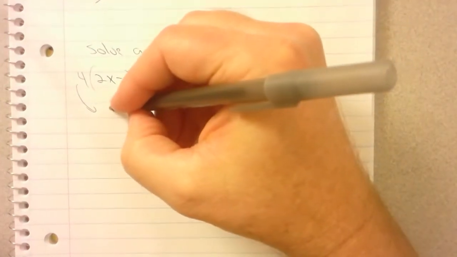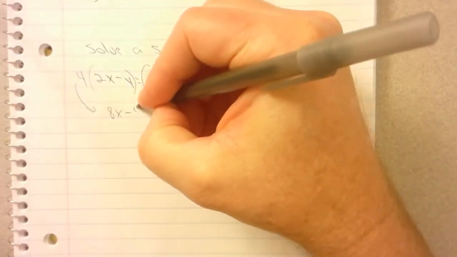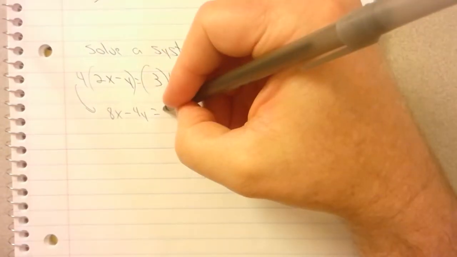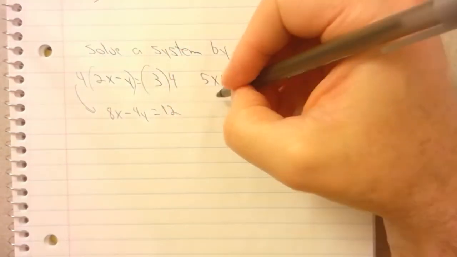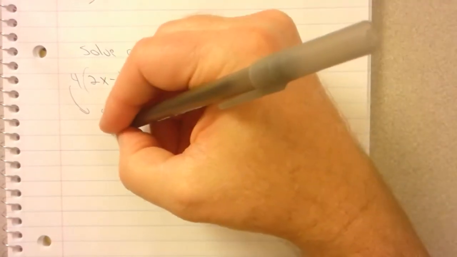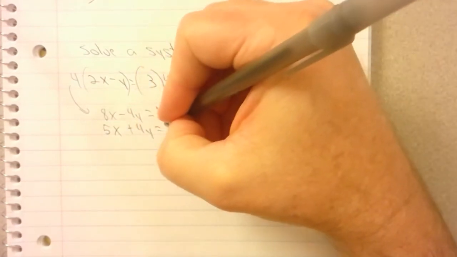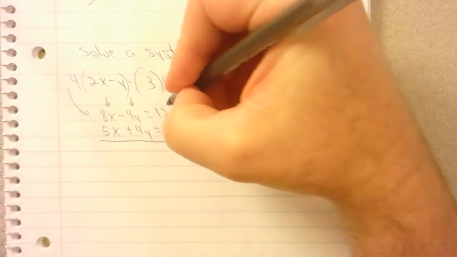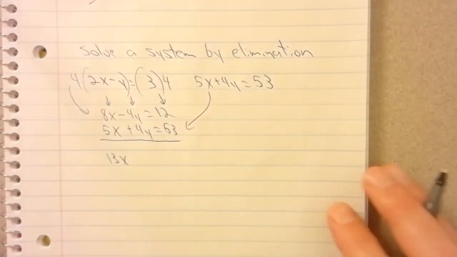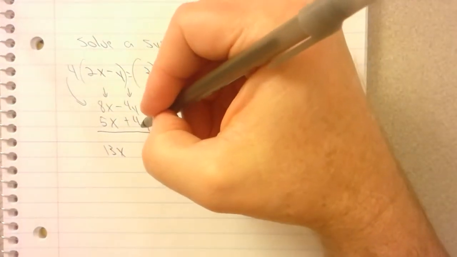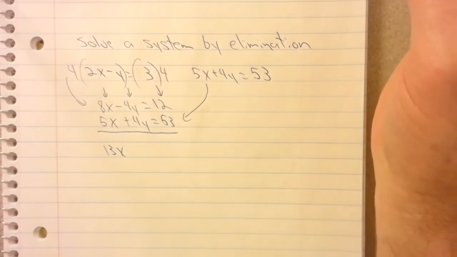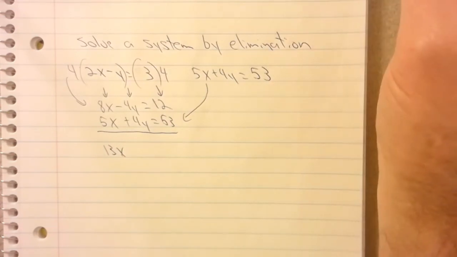And that new equivalent equation is going to be 8x minus 4y equals 12. Now we're going to bring down that second equation as it is and put it underneath the new first equation. And now we're going to stack them on top of each other and basically just add like terms, or combine like terms, straight down. 8x plus 5x is 13x. Negative 4y plus 4y is 0. The y terms eliminate. That's why they call it the elimination method.